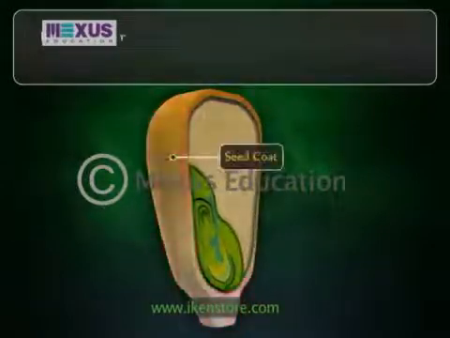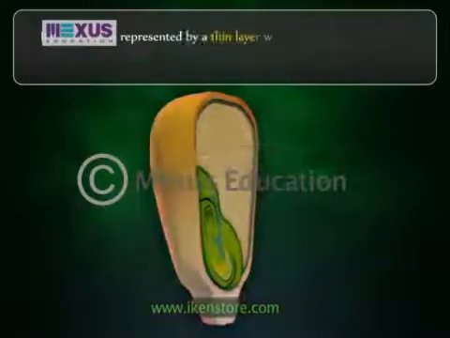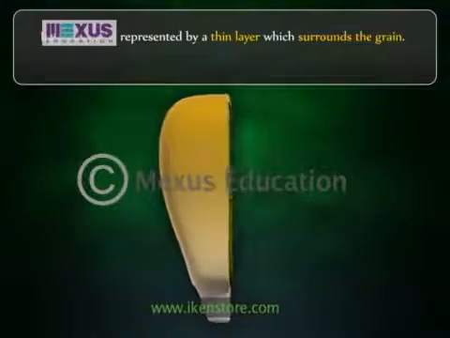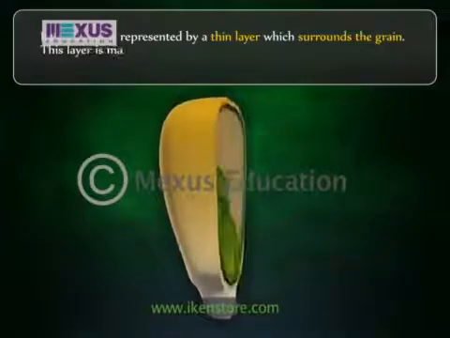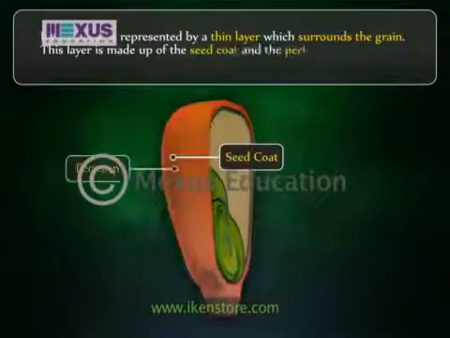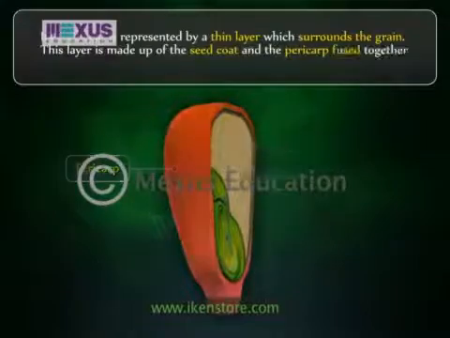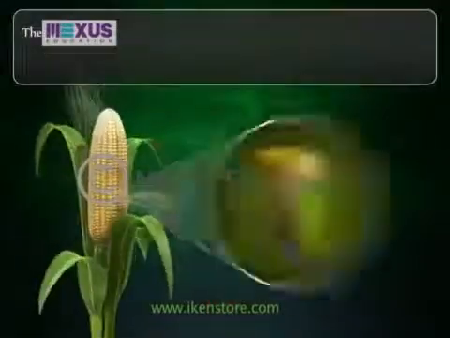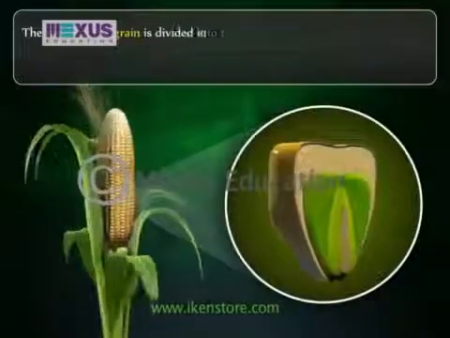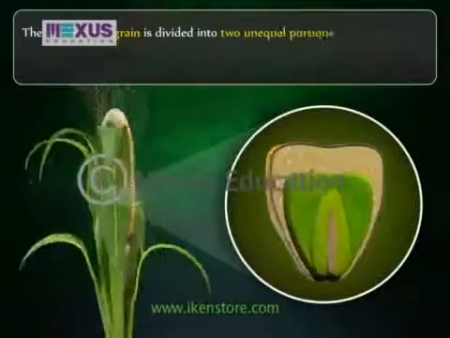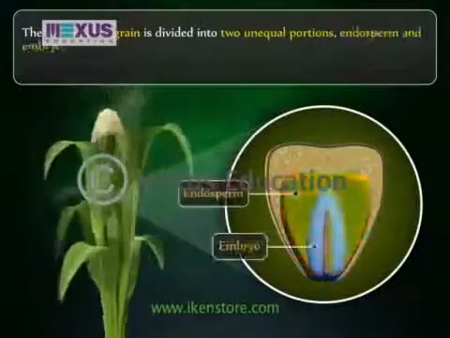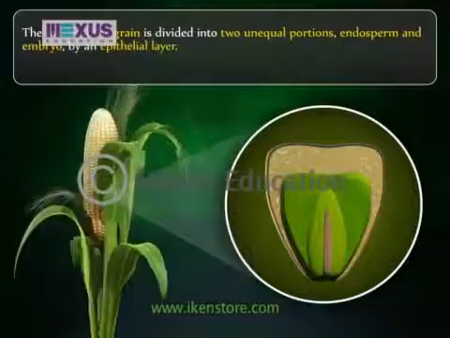The seed coat is represented by a thin layer which surrounds the grain. This layer is made up of the seed coat and the pericarp fused together. The inside of the grain is divided into two unequal portions, endosperm and embryo, by an epithelial layer.